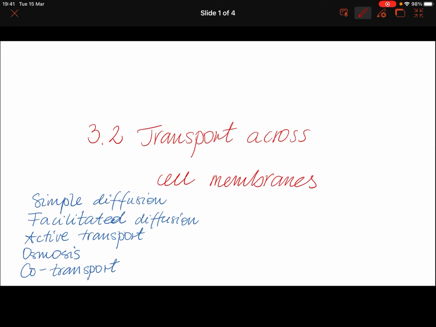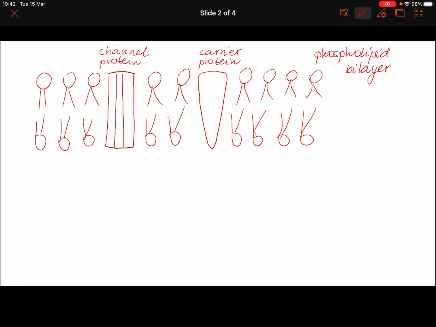Hi guys, today we will be looking at a quick revision on the topic of transport across cell membranes. We will cover simple diffusion, facilitated diffusion, active transport, osmosis and co-transport.